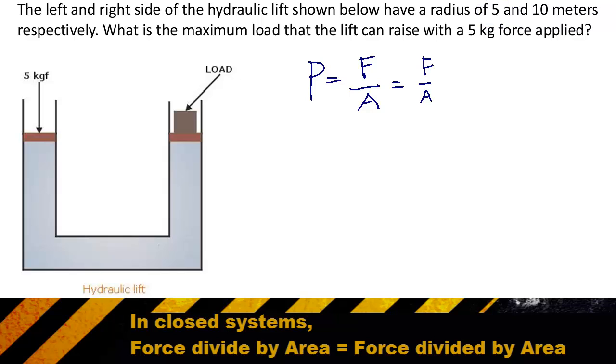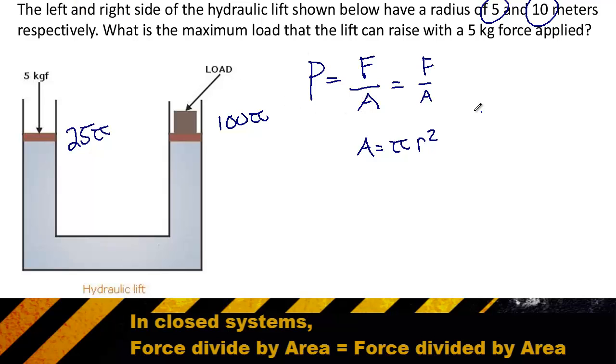The left-hand side has a radius of 5 and the right side 10. To figure out what is the area at either end, we can use the equation that the area is equal to pi times the radius squared. So the left-hand side is going to have an area of 25 pi, and the right-hand side will have an area of 100 pi. Now we can just use Pascal's law to set up our equation.